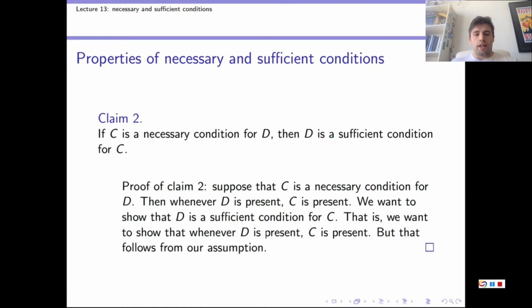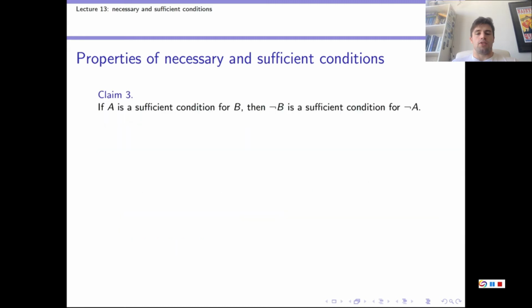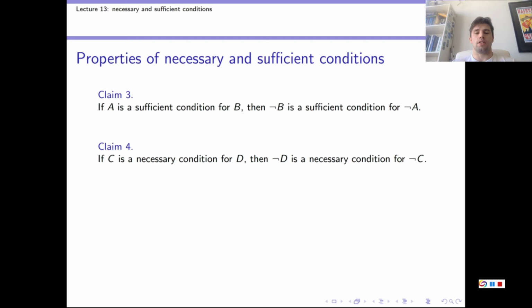So here are 4 more claims that follow from the definitions. Claim 3 says that if A is a sufficient condition for B, then not B is a sufficient condition for not A. Claim 4 says that if C is a necessary condition for D, then not D is a necessary condition for not C. Now these are important to us because quite often we're interested in the absence of properties to check causal relationships, just as well as we're interested in the presence of properties.